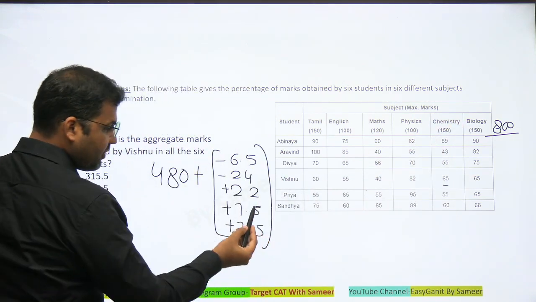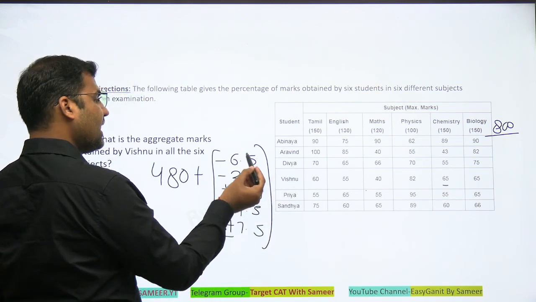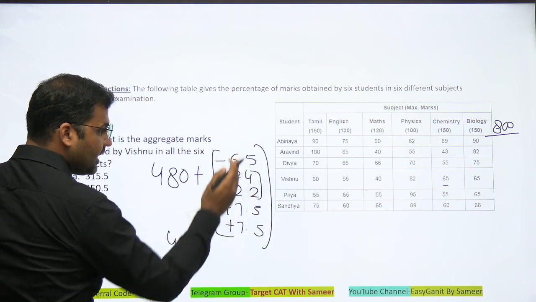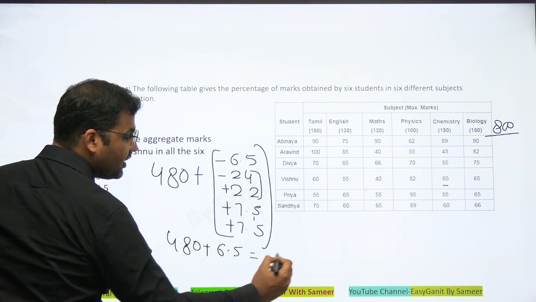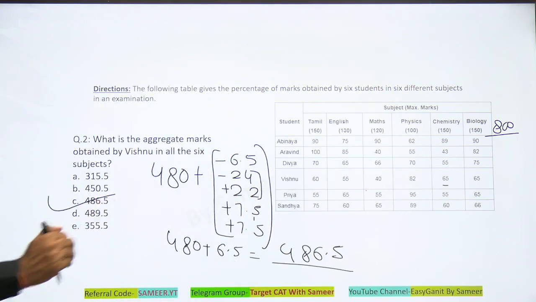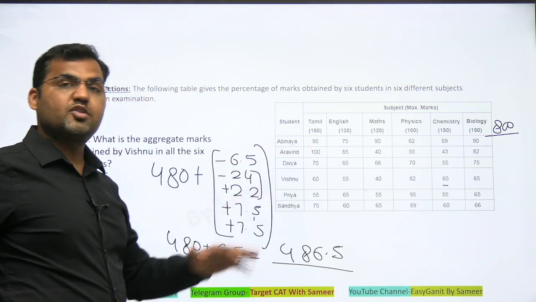You see that 7.5, 7.5, that is 15 plus 15, and this is minus 24, and minus 6.5. Just add them up. You will see that this total is equivalent to plus 6.5. So the marks of Vishnu will be 486.5 marks, which is option number C. That would be the correct answer to the question, guys, right? This is how you're supposed to solve it, right?